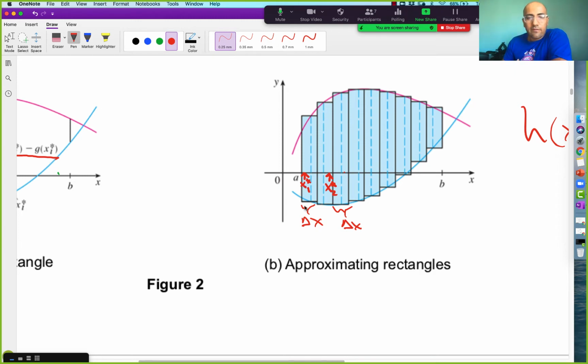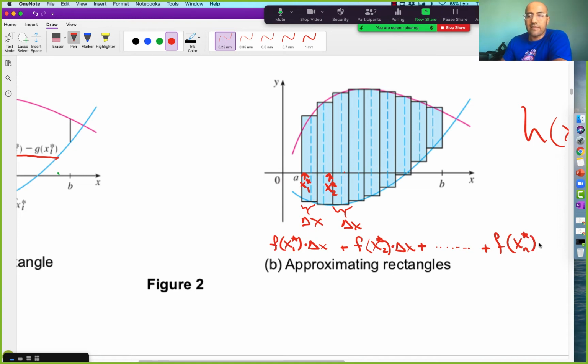And so the area of the first rectangle is going to be equal to f of x sub 1 star. That tells me the height, times delta x. That's the area of the first rectangle. Plus the area of the second rectangle is going to be f of x sub 2 star. That'll tell me the height of the second rectangle, times delta x. Good. Plus the area of the third rectangle, and so on and so forth, until you get to the nth rectangle out here. So this would be f of x sub n star.